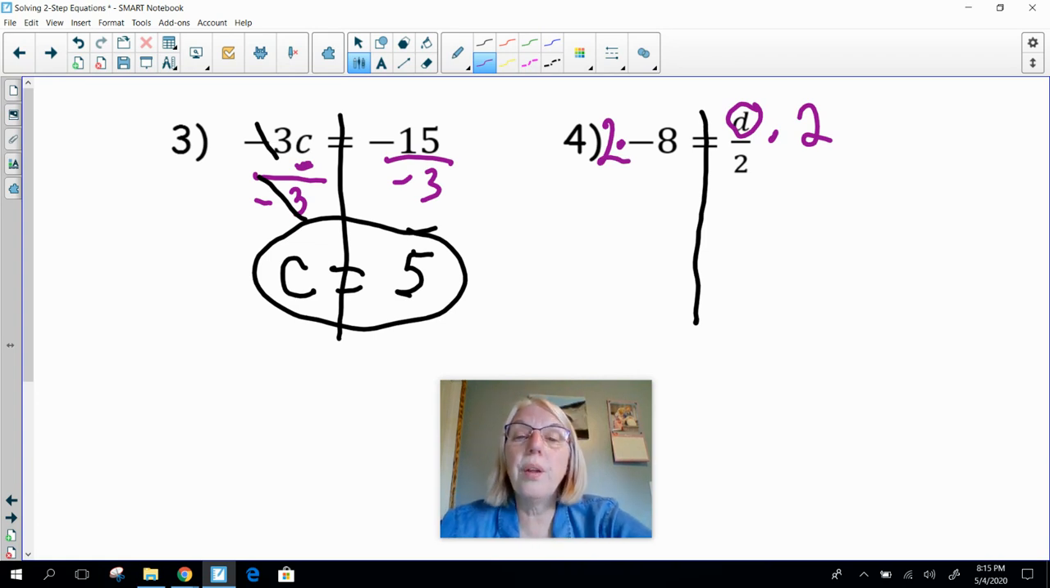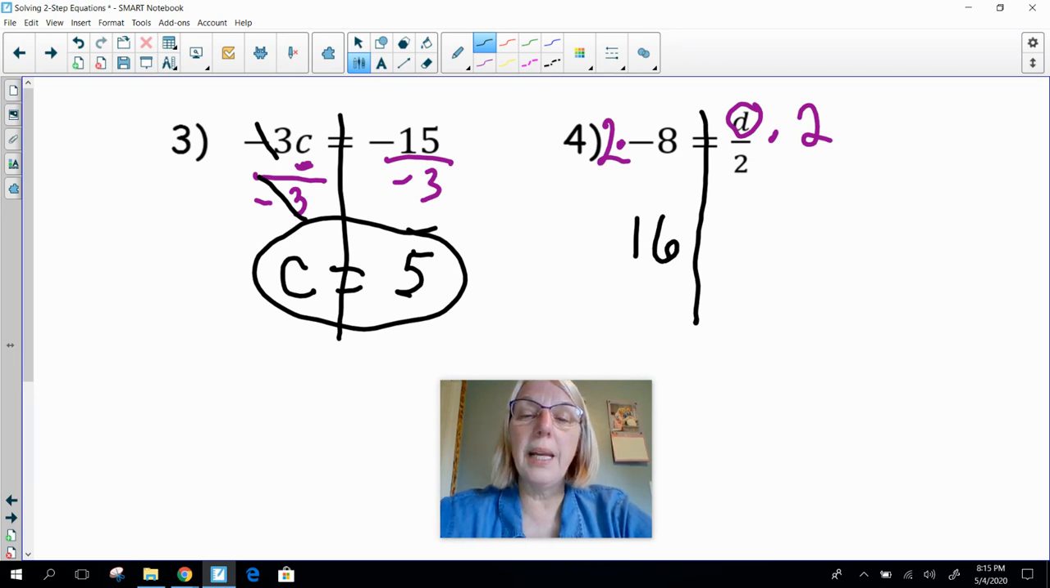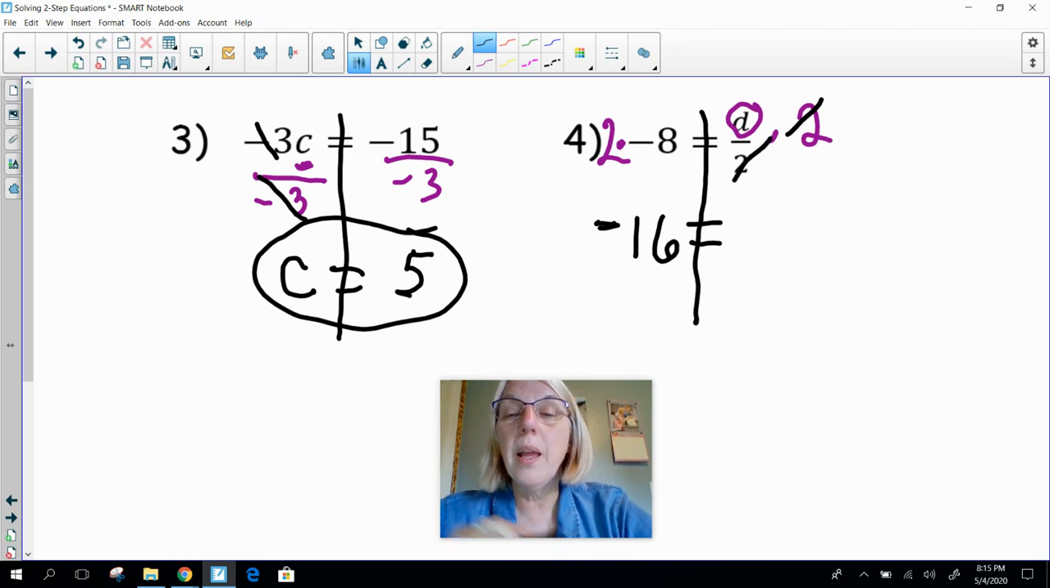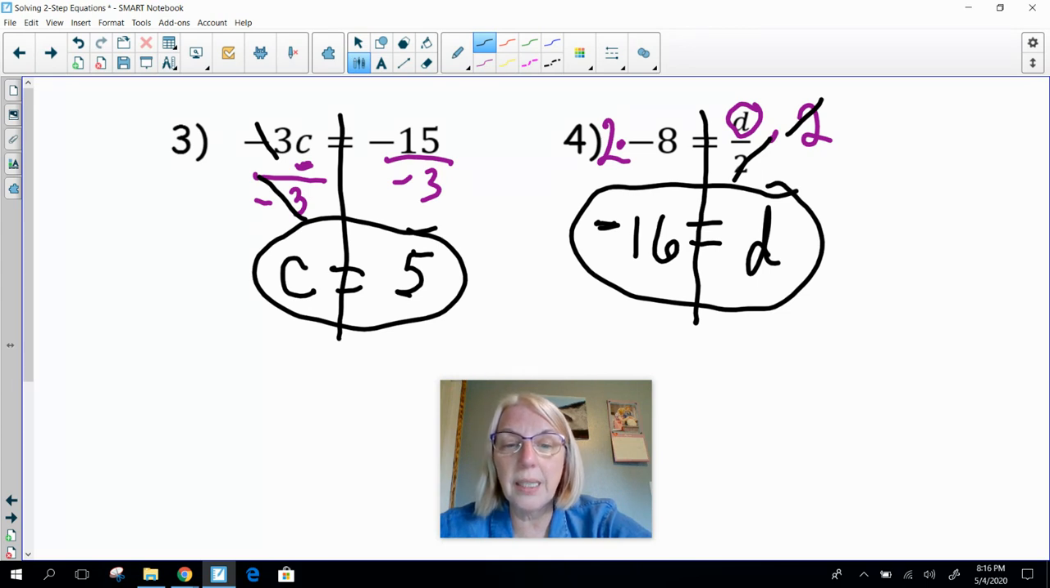And so on the left side, we have negative 8 times 2, which is 16, and a positive times a negative is negative. So the left side is negative 16. And then 2 divided by 2 is going to equal positive 1. And 1 times D is D. And so we can write our answer as either negative 16 equals D, or you can also say D equals negative 16. Those are the same. So that's just a little review on one-step equations.